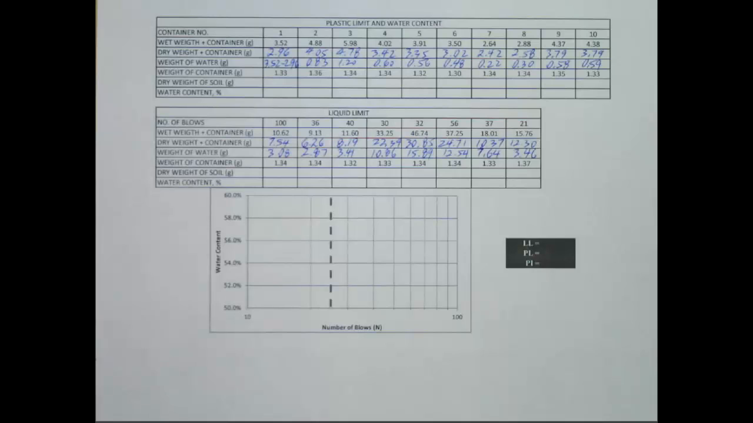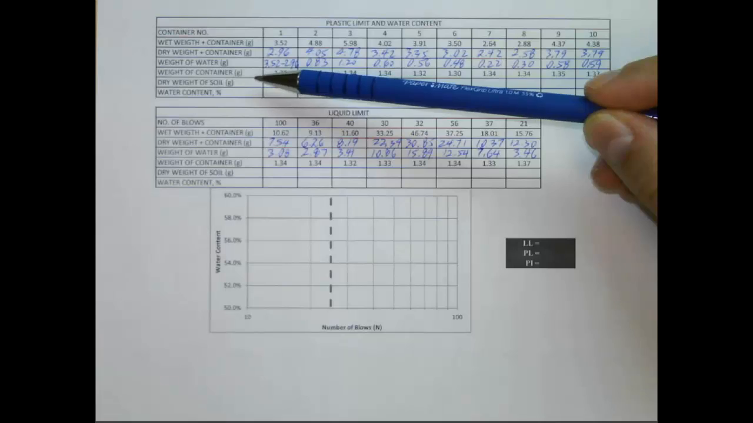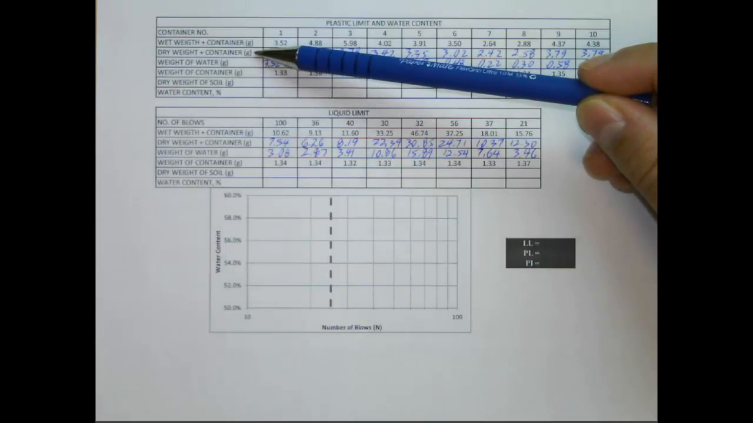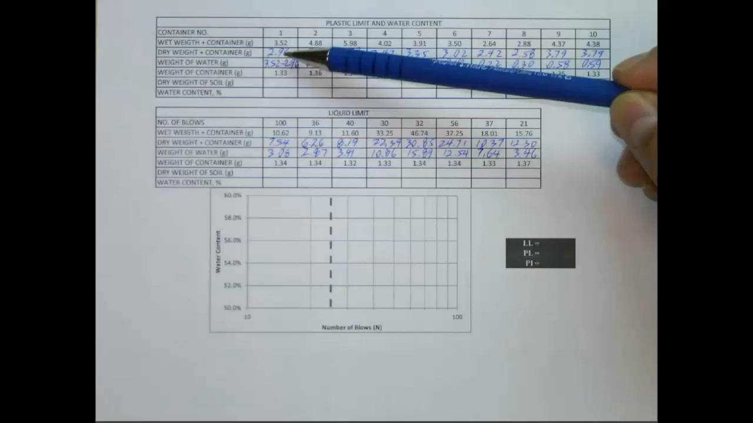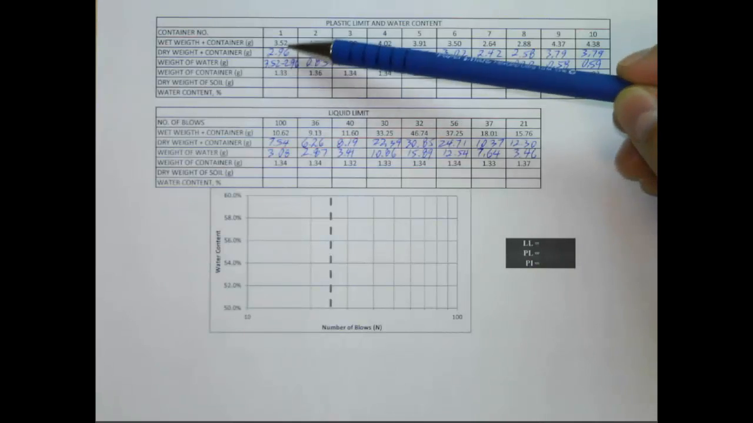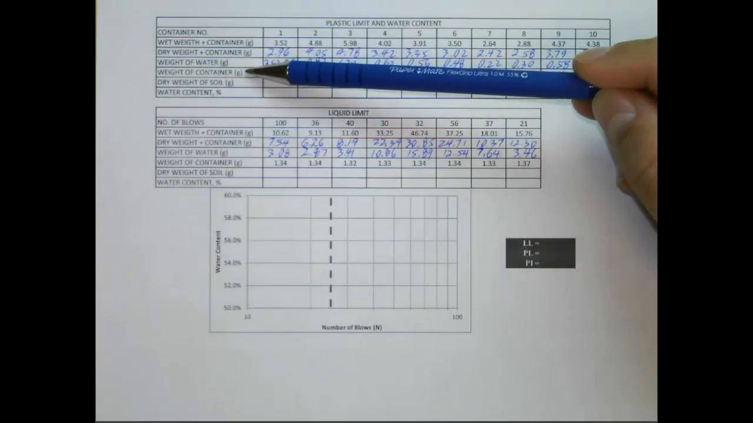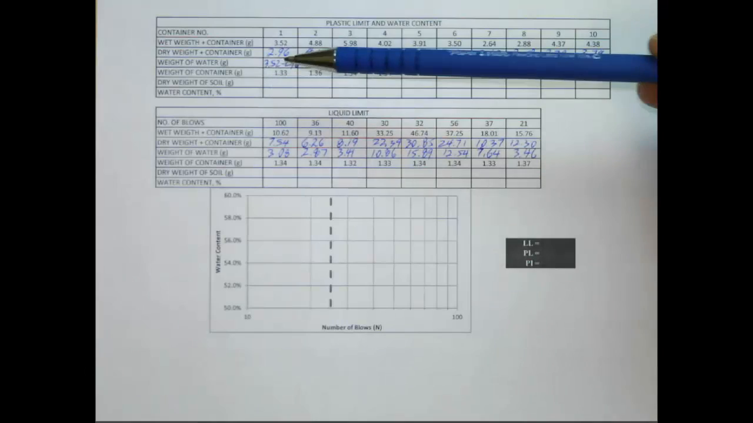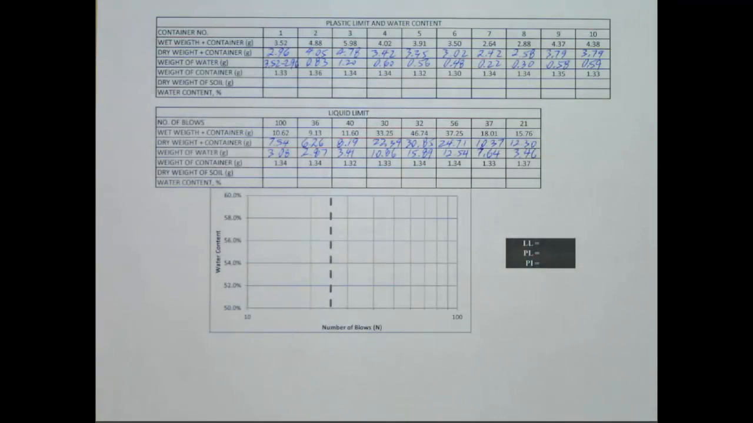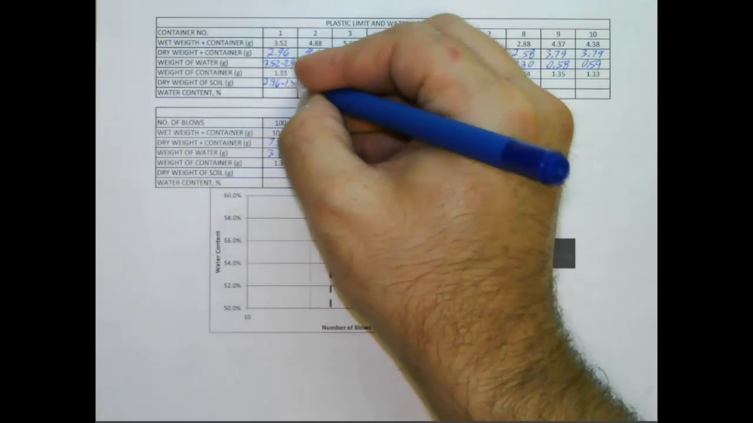Let's now move on to calculating what the dry weight of each sample is, okay, for both the plastic limit and the liquid limit. The dry weight for each sample is equal to the dry weight plus container minus the weight of the container, which makes sense, right? If I have the weight of the dry sample plus the container, and I subtract the weight of the container from that, I'm going to get the dry weight of the sample. So in this case, 2.96 minus 1.33.